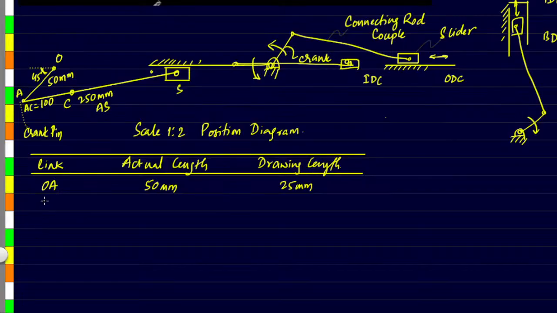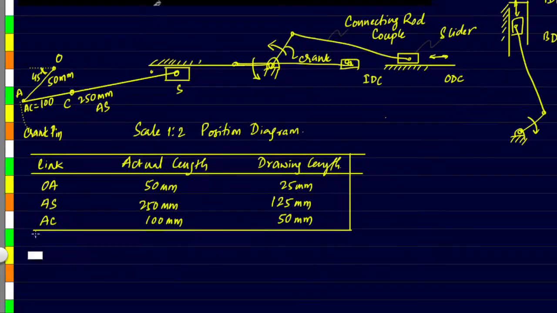The next length is AS. The total length is 250 mm. That's what is given in the problem, but we will actually draw it as half of this, so we will draw it as 125 mm. And then we also have been given the length AC. AC actual length is 100 mm, but we will have to draw this as half of it, so let's take that as 50 mm. This table over here we will be using to make the diagrams.